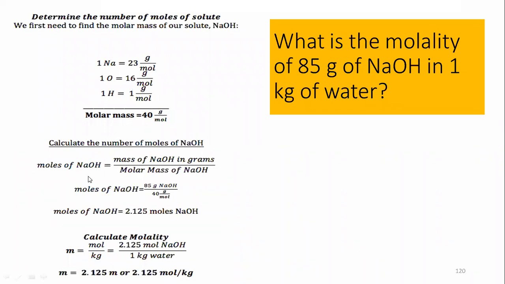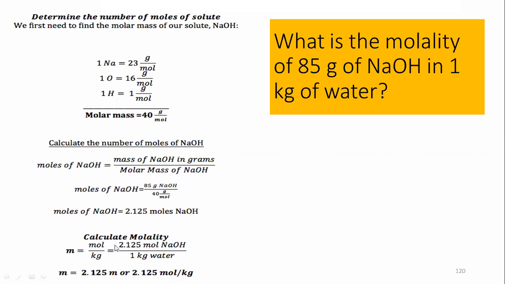And then by the definition, now you have to convert into the moles, and the moles are the given mass of NaOH divided by the molecular mass. The given mass is 85, and the molecular mass is 40, and when you solve this, the number of moles is 2.125 moles of NaOH.